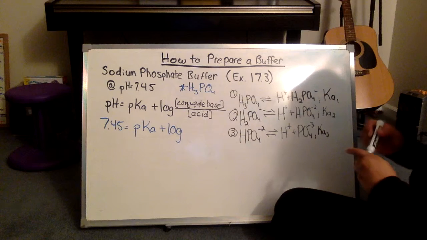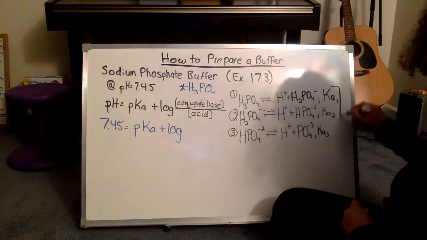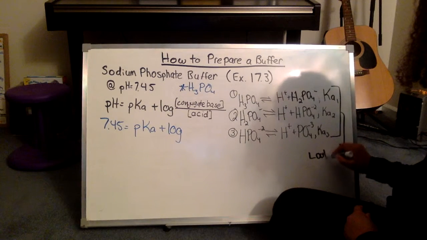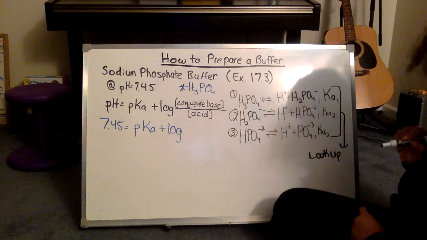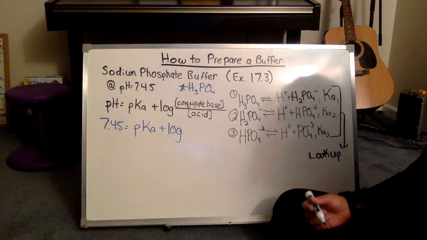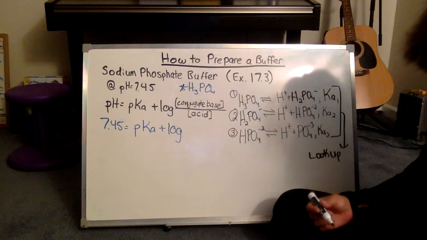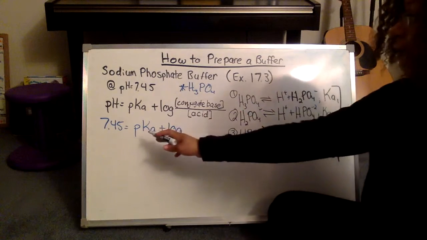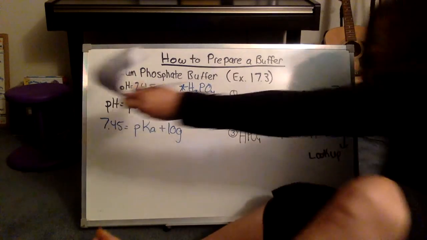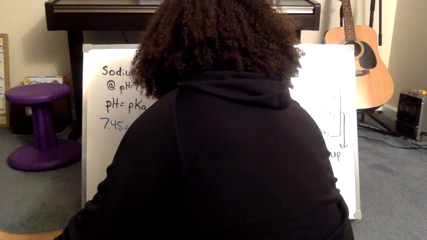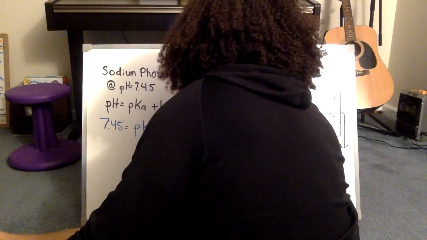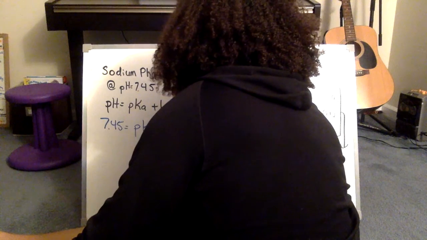So these pKa values, we can look these up. And why are we going to want to look them up? Because we're going to want to figure out what those are, and then we want to figure out the pKa value. Now what we're looking for, maybe I should still just put it in as a placeholder. This is conjugate base over acid.